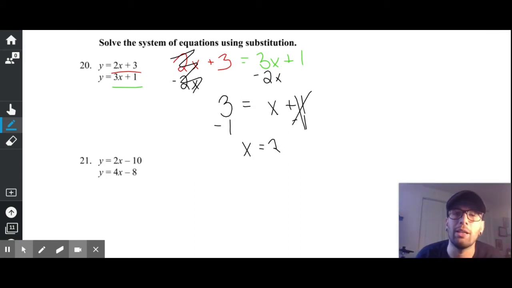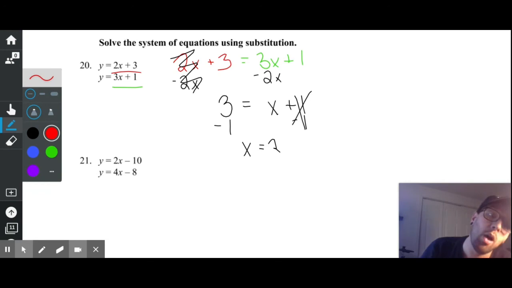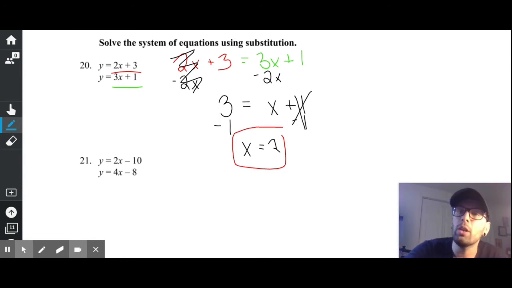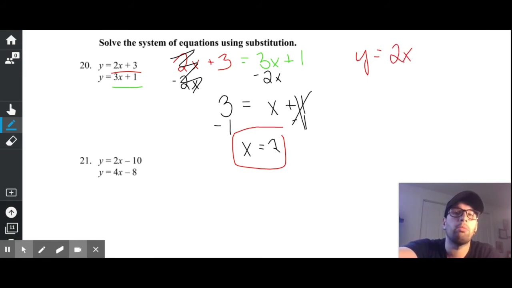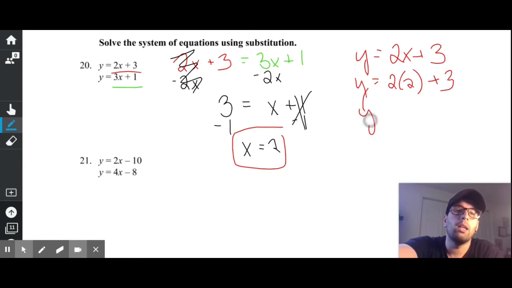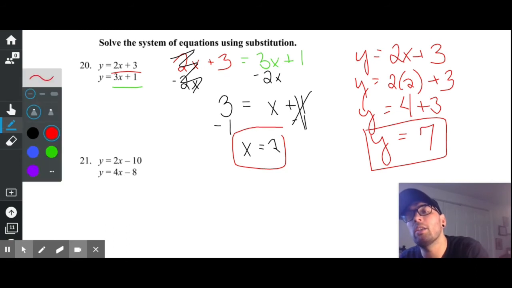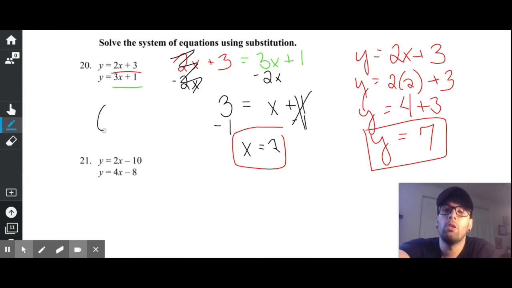I was about to say my handwriting is getting so much better with this thing, but then that 2 just happened. But x is 2. What don't I have? I don't have y. In order for me to find y, I take the fact that x is equal to 2 and plug it into any equation. Really, any equation will do, so why not just do the top one? If I rewrite the top equation, y equals 2x plus 3, if x is 2, then y equals 2 times 2 plus 3, which means 4 plus 3, and y will equal 7. So if x is 2 and y is 7, my solution is the point (2, 7).